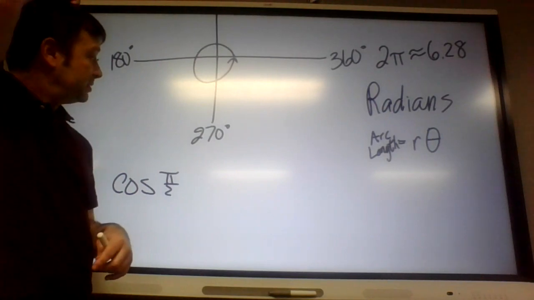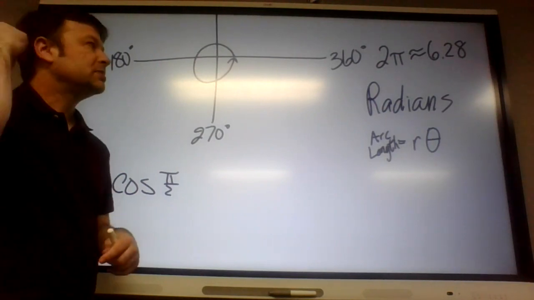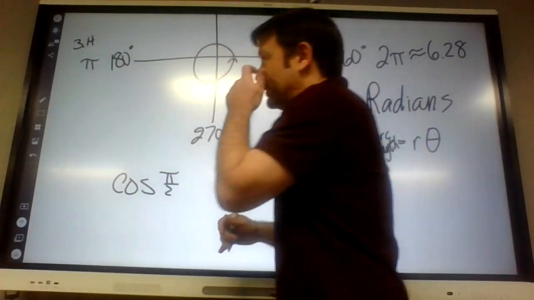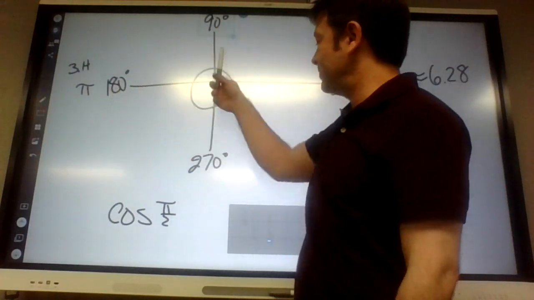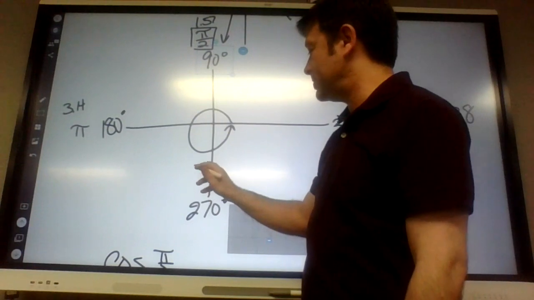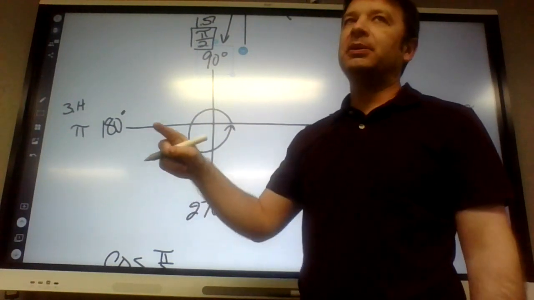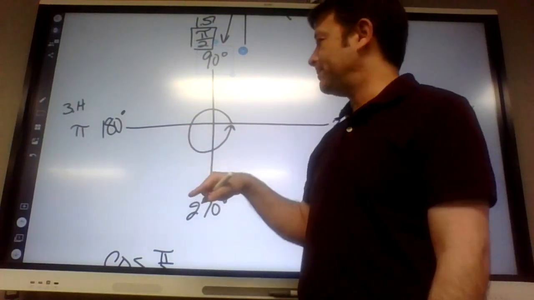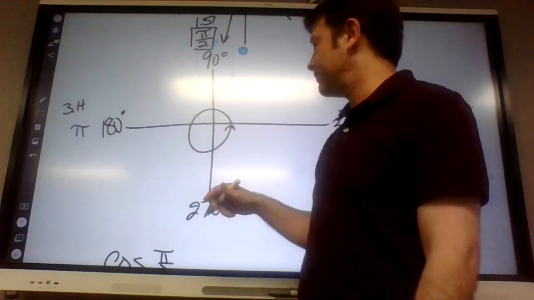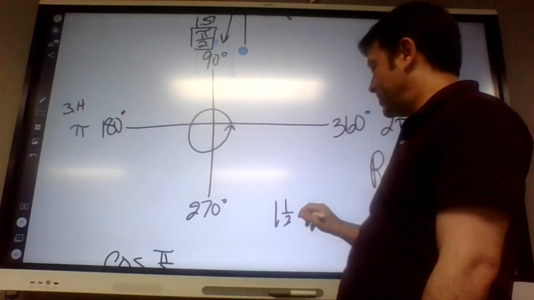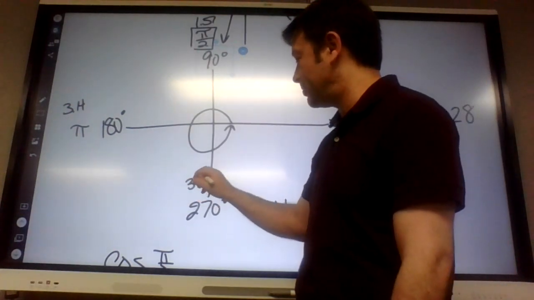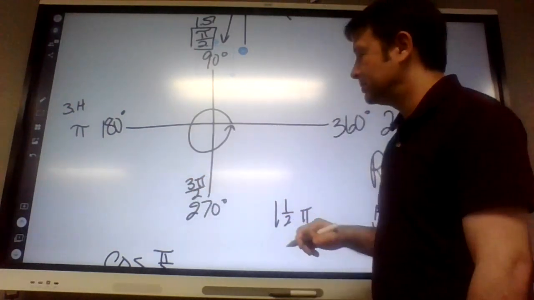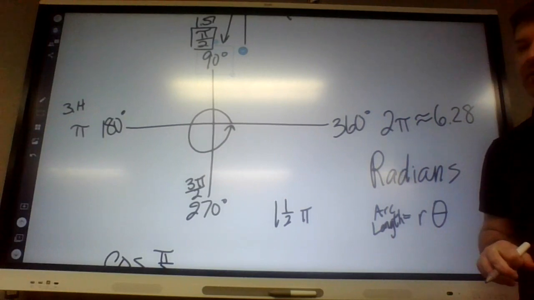Okay, so if this is pi, and that's pi over 2 up there, what would 270 be? 3... That's right, good job. It'd be a pi and a half, like 1.5 pi, or as an improper fraction, 3/2. So it's 3 pi over 2. Okay, those are the most common.